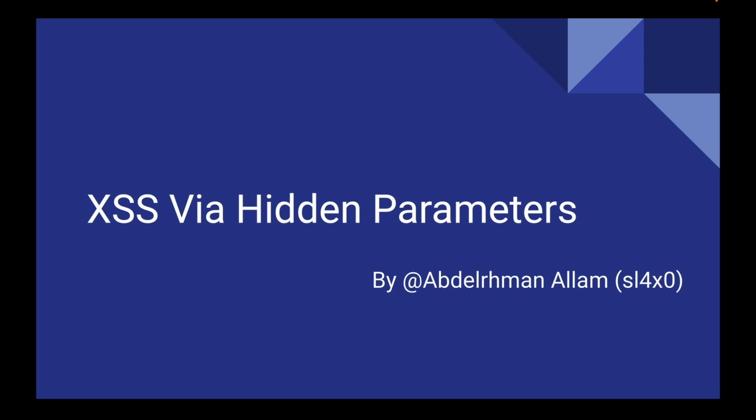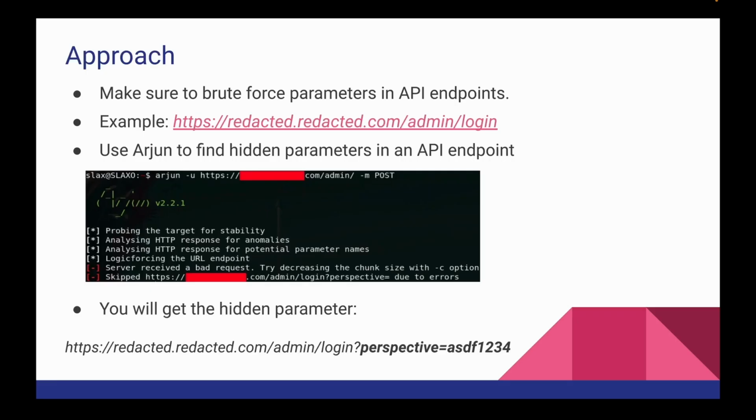So next is XSS via hidden parameters. This researcher found a good finding using parameter discovery tools like Arjun. What he did was brute force parameters in API endpoints. For example, let's say this is an endpoint where we are trying to find hidden parameters. This is the Arjun command he used.